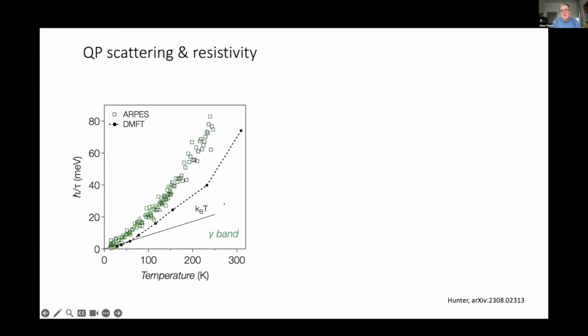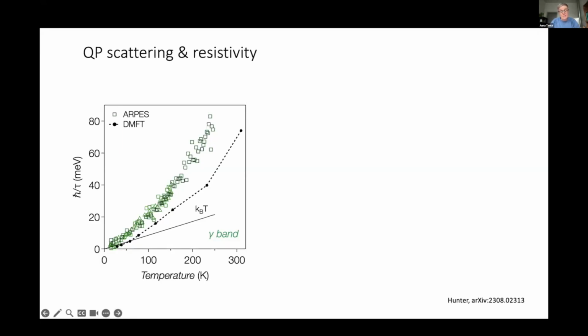So what we did, we extracted the quasi-particle lifetime. This is for the gamma band as a function of temperature, and we see that this increases very fast with temperature. So these quasi-particles don't die by losing spectral weight, but by becoming so broad that they kind of disappear into the background.